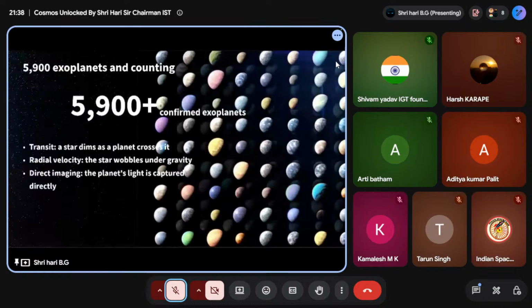Let's see about the stars. And also JWST is now reading the atmosphere of these worlds. And let's see about our stars.